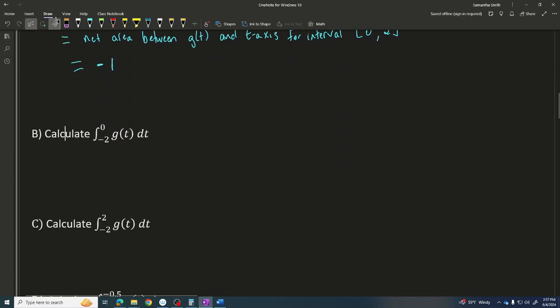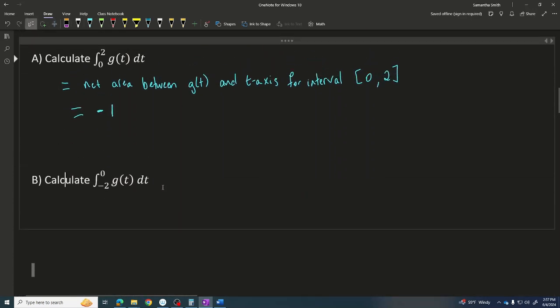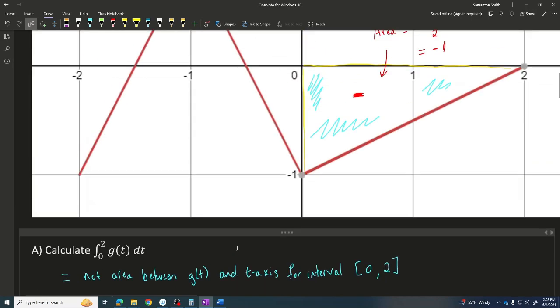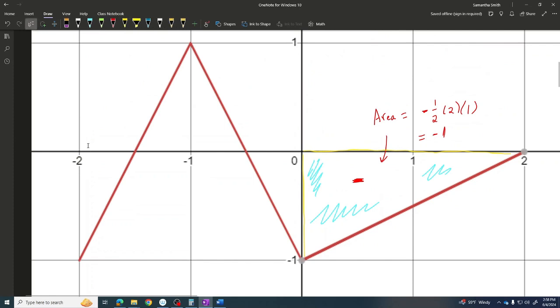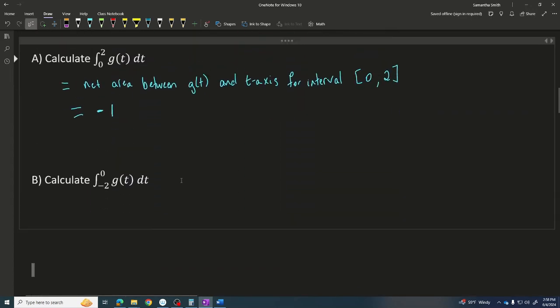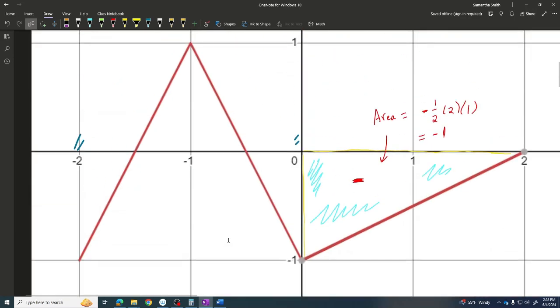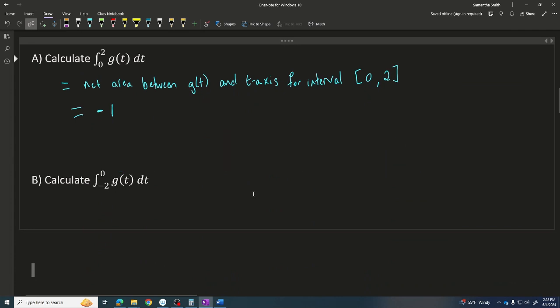Same question, same function, different limits of integration. This time it's asking me what is going on between t equals -2 and t equals 0. So in this situation, the interval that I am concerned with is this one right here, going from t equals -2 to t equals 0. Once again, the definite integral is exactly equal to the value of the net area between this function and the t-axis. So if I can calculate the exact net area, then I will have calculated the exact definite integral.